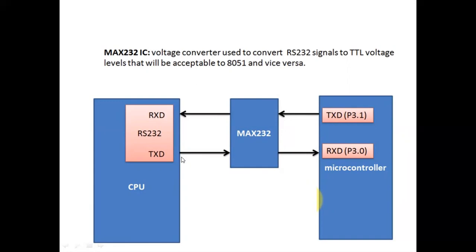Here you are sending data from the PC to the microcontroller. On this side it is RS-232, and when it is transmitting, it is converted into TTL voltage levels. When the microcontroller is sending data, it has TTL voltage levels, and through the MAX232 you will get RS-232 voltage levels.